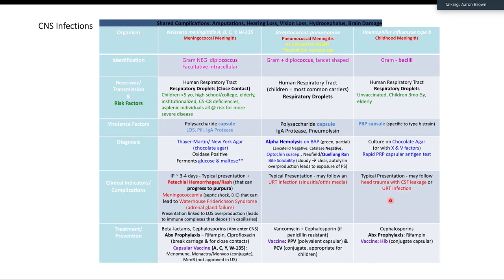Okay. We're going to give prophylaxis of rifampin to close contacts like we talked about before. And there is that conjugate vaccine we can give to prevent infection with this.